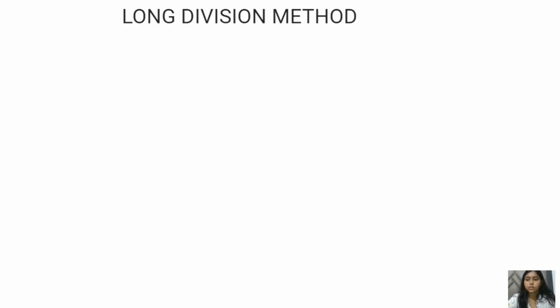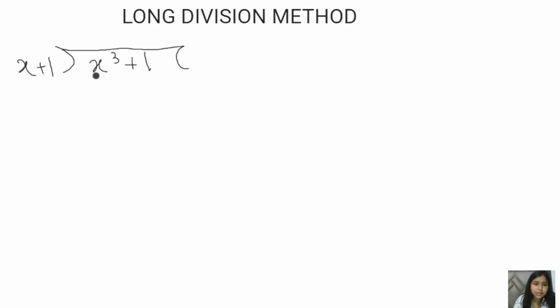So let's have an example of the long division method. I'm doing it so that you can easily understand what the long division method is and how it is carried out. Let's take an example where we are dividing x cube plus 1 by x plus 1. It is already arranged, as you can see. First you divide this dividend by this divisor, and we'll get x square after dividing this by this. Then we multiply this subsequent term with this quotient term.